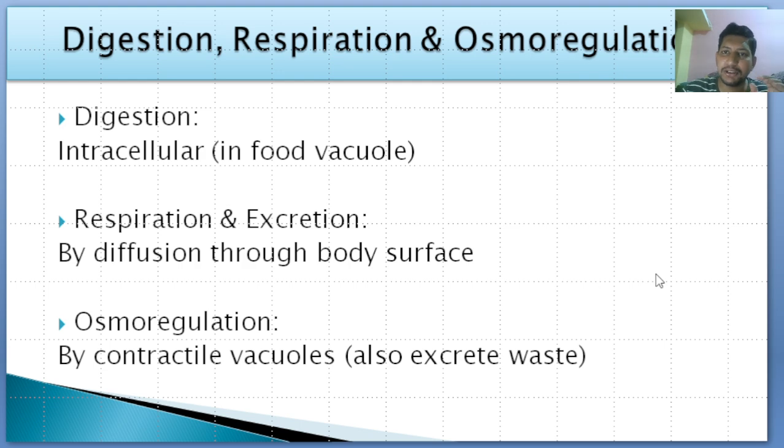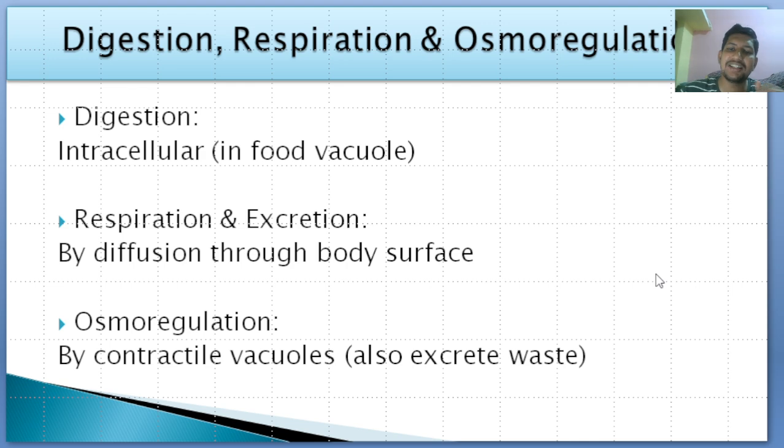Now coming to the physiological processes like digestion, respiration and osmoregulation. You know what digestion is? The process of conversion of complex food molecules into simple and absorbable form is called digestion. In protozoans, the digestion takes place inside the cell, therefore it is called intracellular digestion. And where does it take place? Particularly in the food vacuole. Okay.